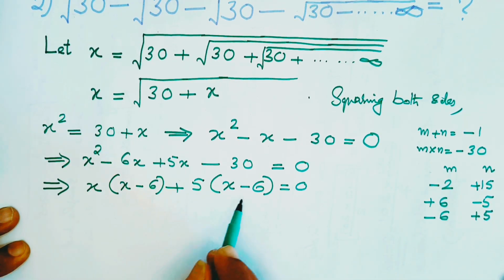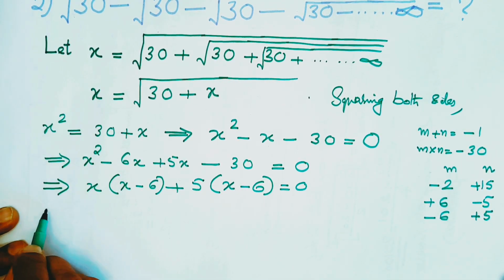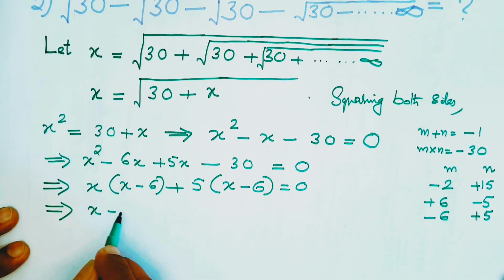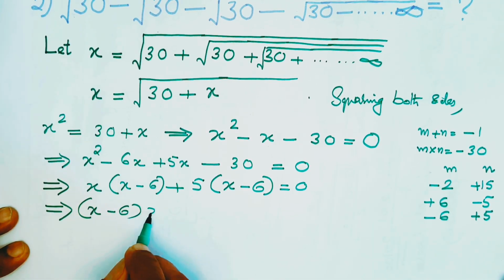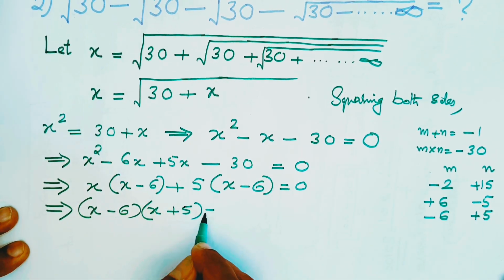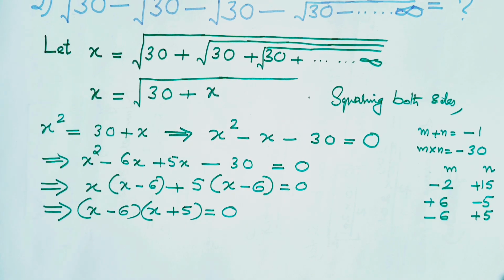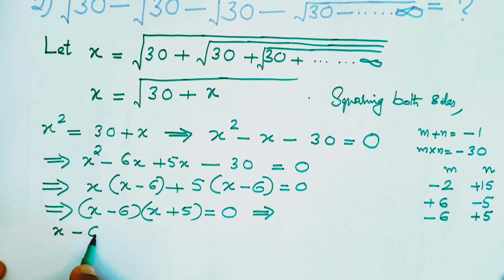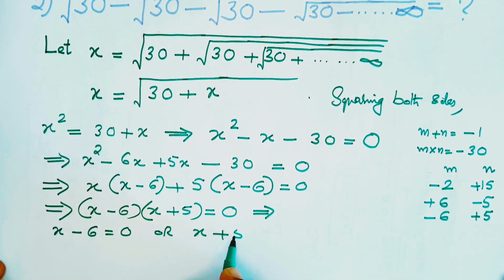We will again factor it out. x minus 6. Inside you have this x and this 5, x plus 5 equal to 0. This implies what? Either x minus 6 equal to 0 or x plus 5 equal to 0. This means taking 6 to the right side, you will have 6.